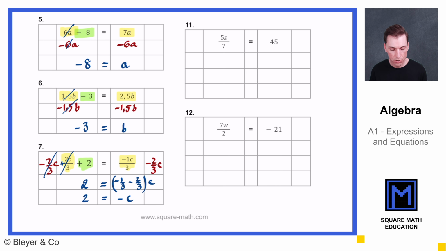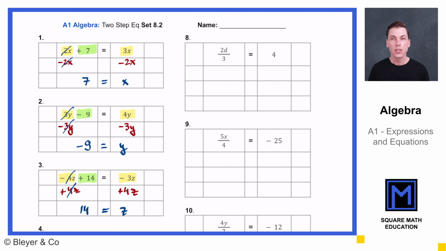Minus c equals 2. And as we learned in the previous worksheet, if you didn't watch that video, maybe go back and watch, we want to check the opposite of my answer. If negative c is 2, the opposite of negative c is c, and the opposite of 2 is negative 2. And that is my final answer. c is negative 2.